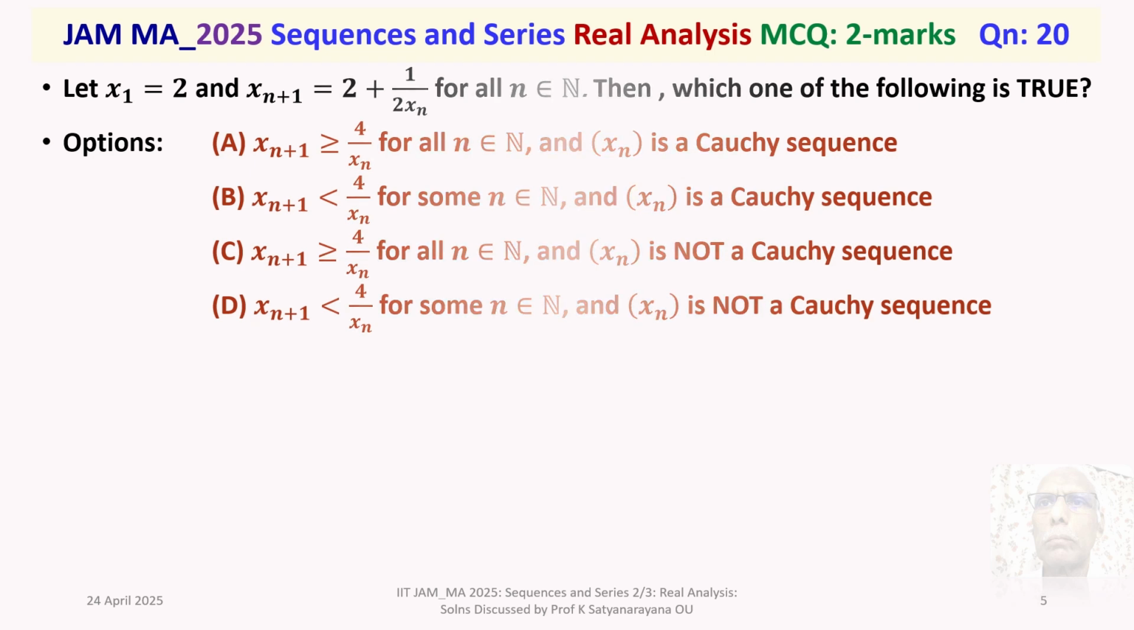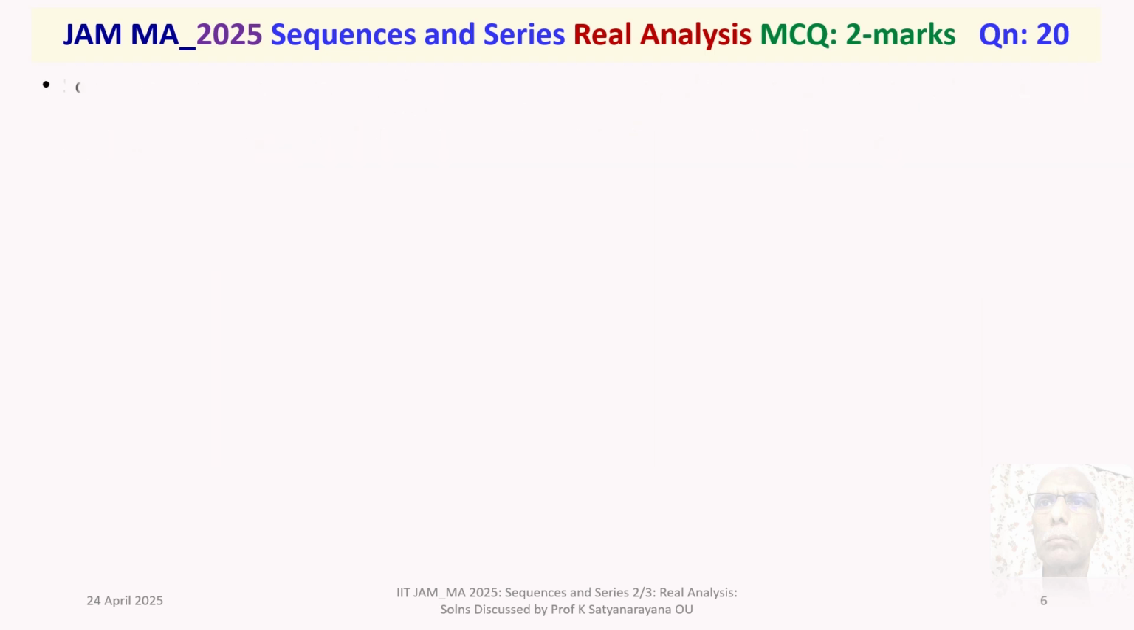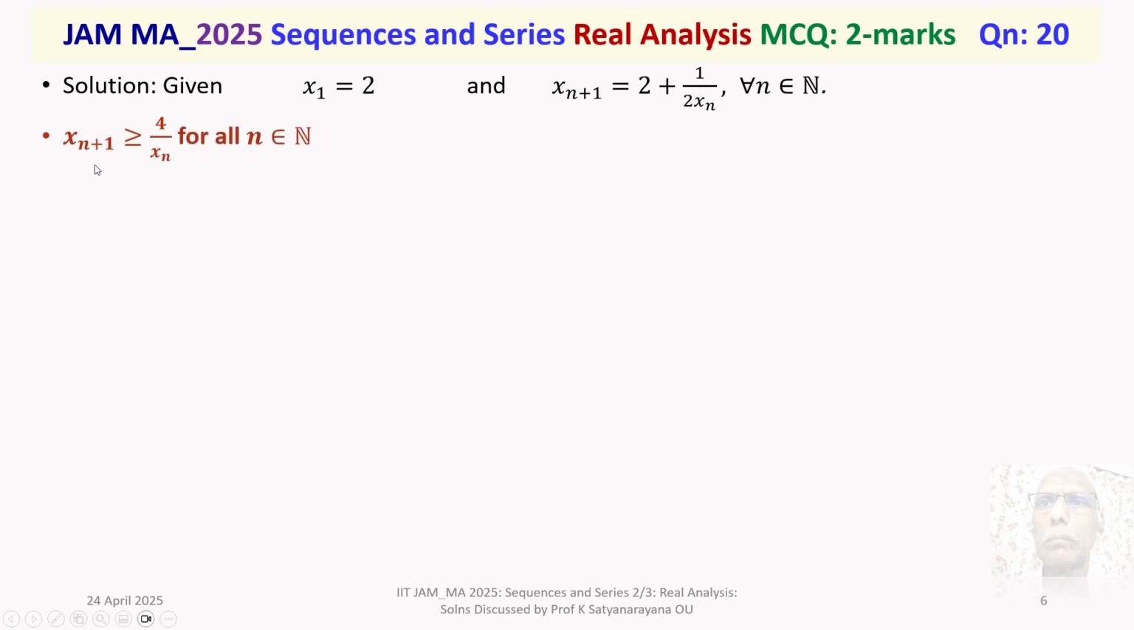Let's now discuss the solution of the problem in detail. We are given x1 is equal to 2 and xn plus 1, the n plus 1th term of the sequence, is 2 plus 1 by 2 times xn for all n belongs to N. We will first prove xn plus 1 is greater than or equal to 4 by xn for all n belongs to N.